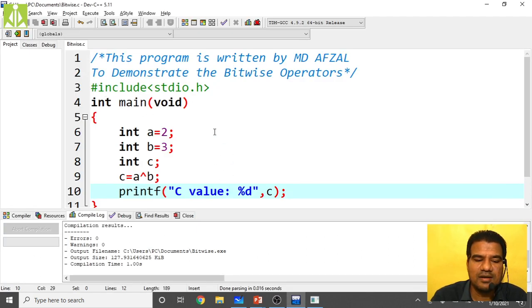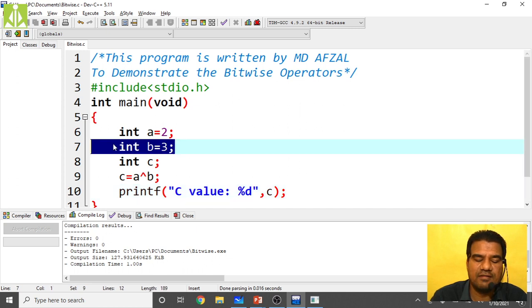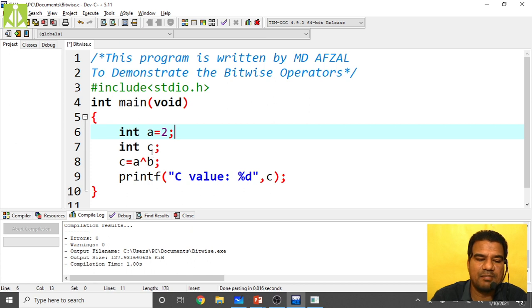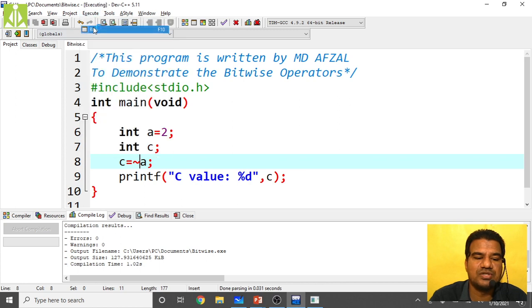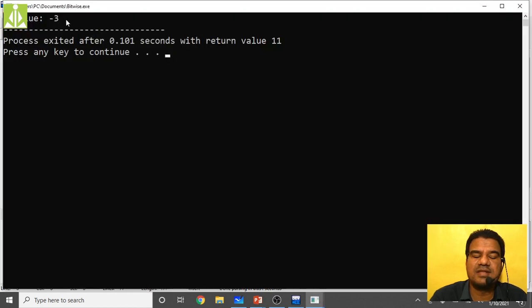So going here and applying negation, I will remove all these things, and I will apply the bitwise not on a. Okay, a not I am storing, bitwise not, and I am storing the result into C. I am printing that result. Save this program and compile. Yeah, it is successfully compiled, and go and check. See, -3 you are getting.